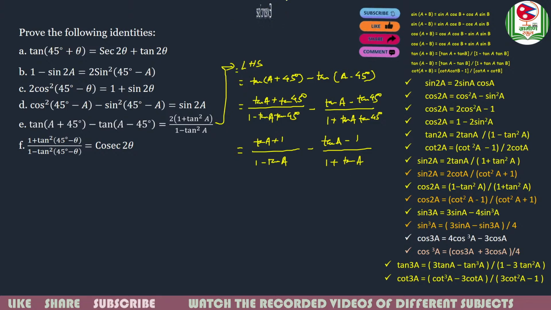Okay, so what we have obtained here: the denominator of this one is 1 minus tan a, and of this one is 1 plus tan a. So just take the LCM. So what will we get here? 1 minus tan a into 1 plus tan a in the denominator, and in the numerator, 1 plus tan a whole square minus 1 plus tan a, 1 plus tan a.